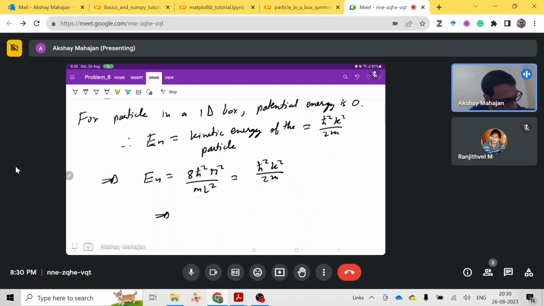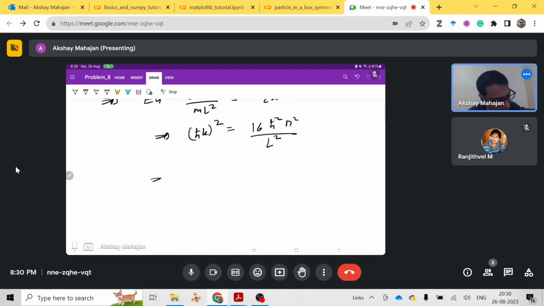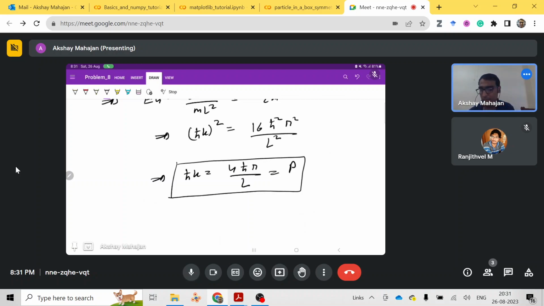From here we can find h cross k whole square, and that will be equal to 16 times h cross square pi square by L square. And from here we can find h cross k will be equal to 4 h cross pi by L. I am not taking the plus minus sign, we are just interested in the magnitude. We know that this will be equal to p. This will be the momentum of our quantum particle.